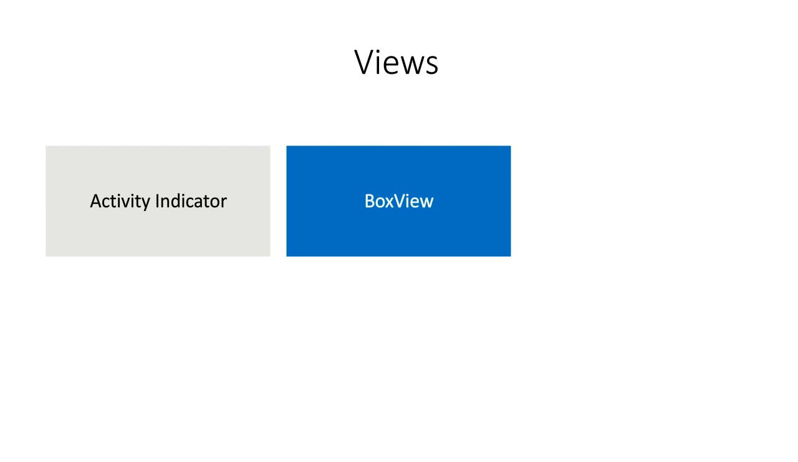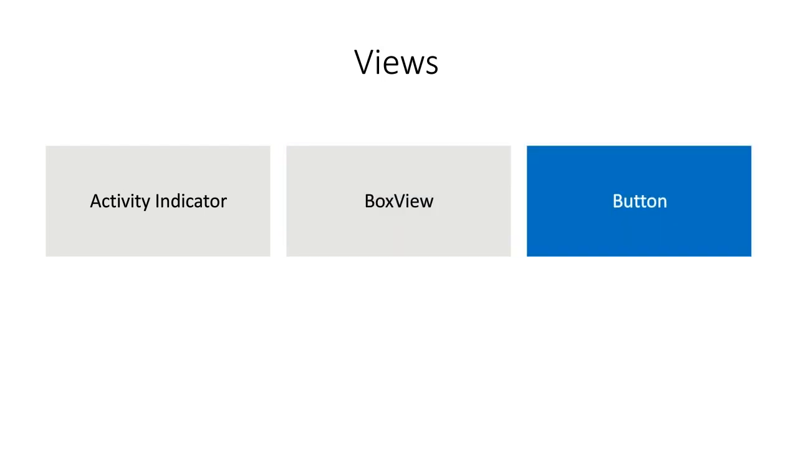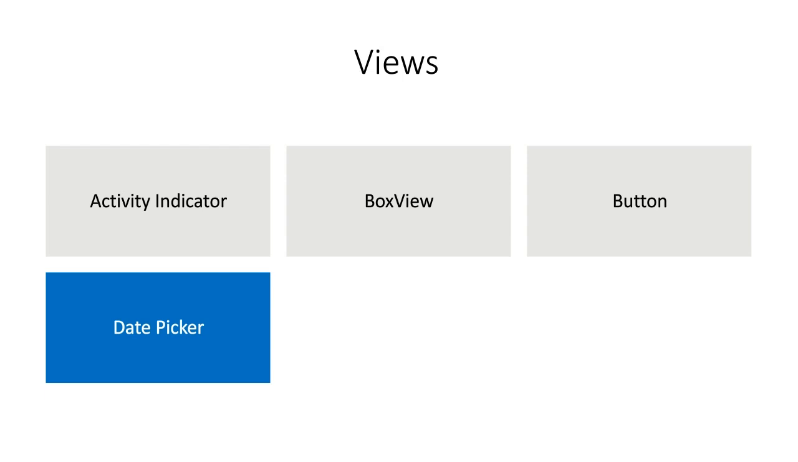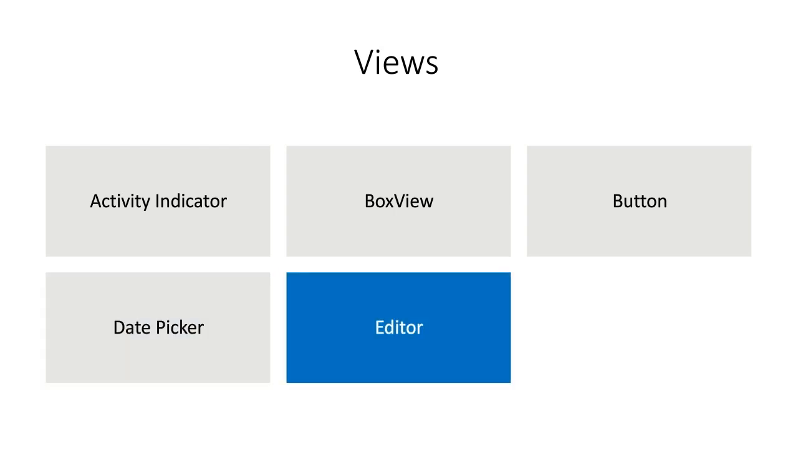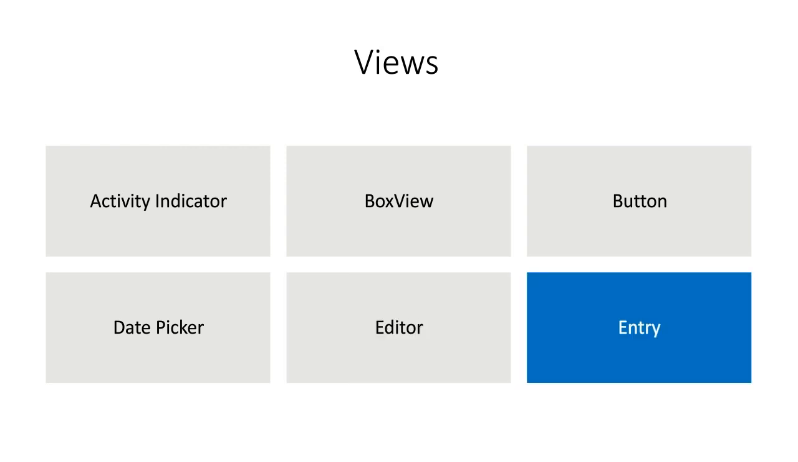The button control, as you might expect, can be clicked and cause various actions under program control. The date picker is one of many pickers. There's also a time picker and a general picker. We'll talk about pickers. An editor allows multi-line entry. And not to be confused with it, is the entry control that allows a single line of text to be entered.